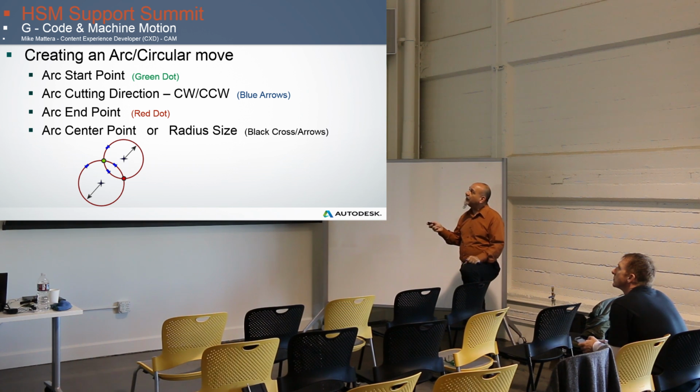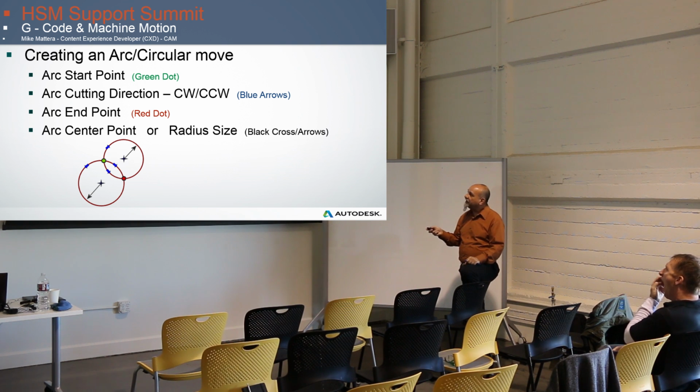So here we have an example of creating an arc or a circular move. We need to know the starting point. I'm already at the starting point here with this green dot. I need to tell it the arc direction, clockwise or counterclockwise, which is illustrated with the blue arrows. So I could go clockwise here, doing this arc, or clockwise here, doing this arc, or counterclockwise here or here. And I'm going to this endpoint, which is the red dot. So you can see there's 4 different ways of getting between the green dot and the red dot.